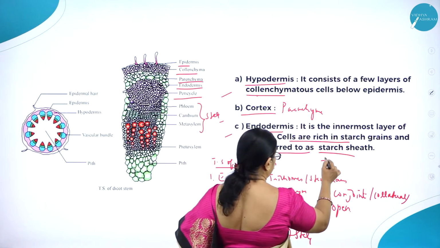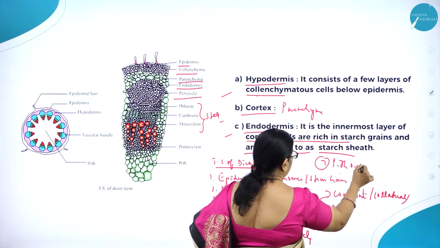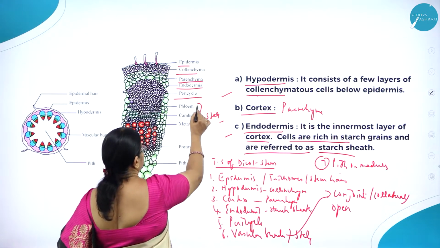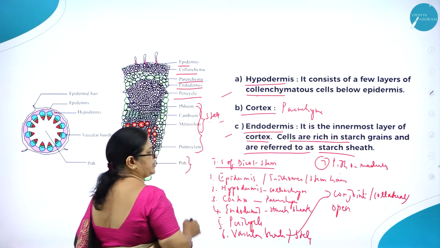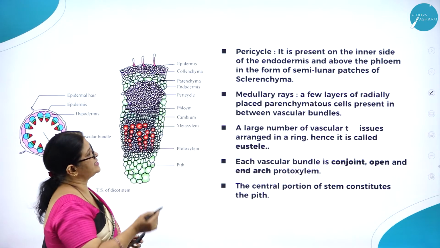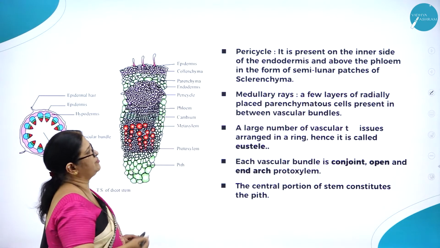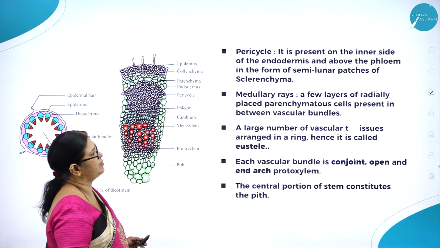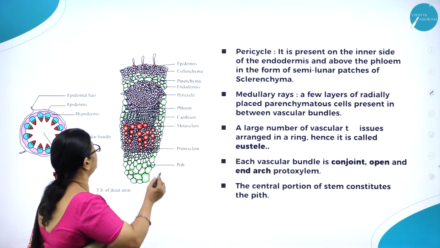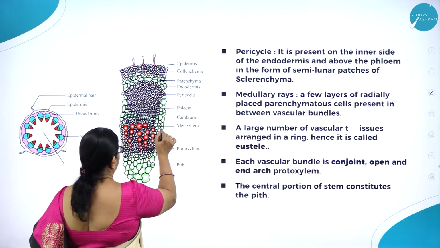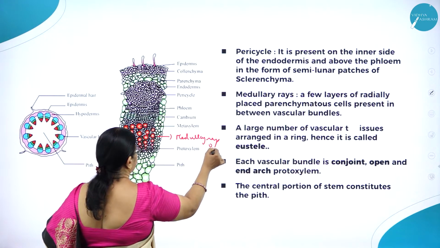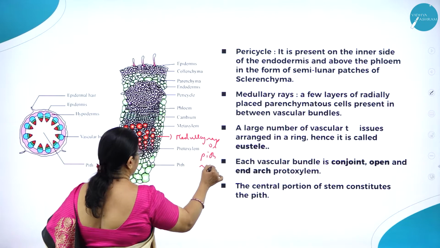Next comes the 7th one. What is it? Pith or medulla. So this comprises the stele. Then this is pith. So this is about the TS. Pericycle, as I said, is present on the inner side of the endodermis and above the phloem in the form of semilunar patches of sclerenchyma. Medullary rays. So here this is called the medullary rays. Also we can use the word pith rays.